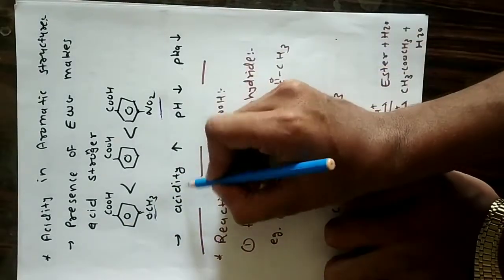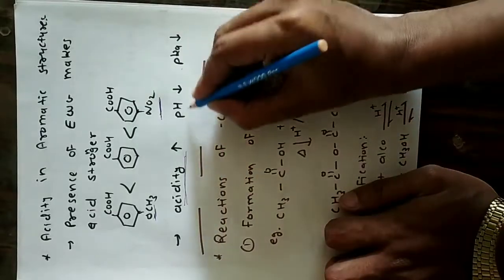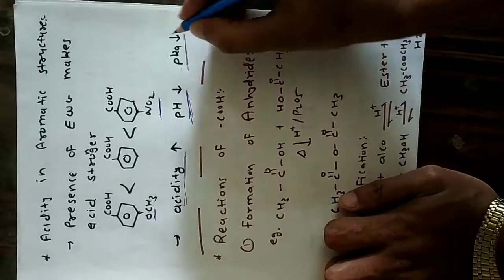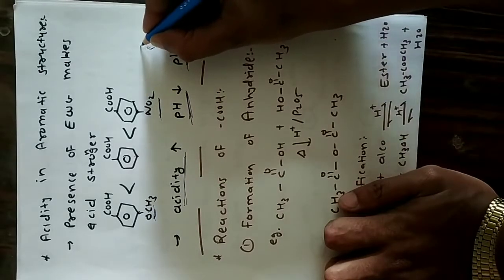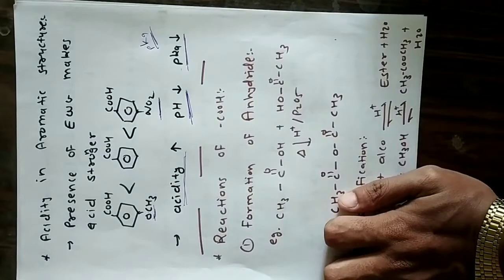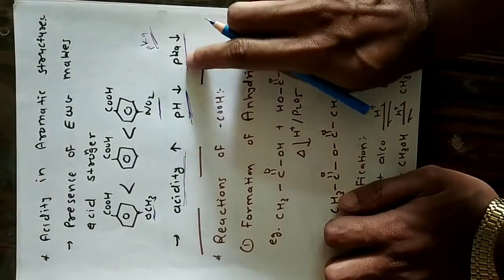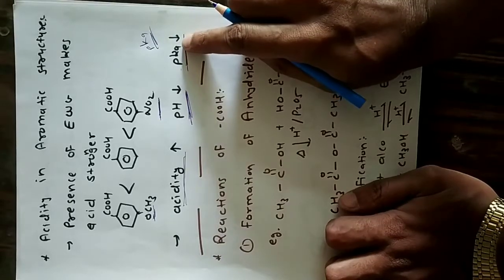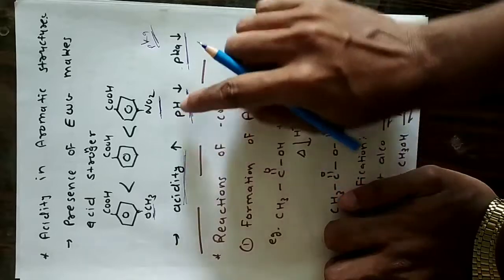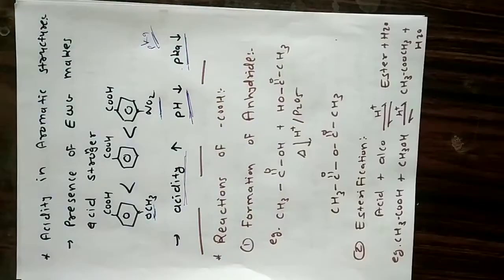Now one thing is very important here. As acidity increases, pH decreases, and pKa value also decreases here. So if they ask a question according to pH or pKa, you have to remember this relation. Acidity increases, pH decreases, and pKa also decreases.